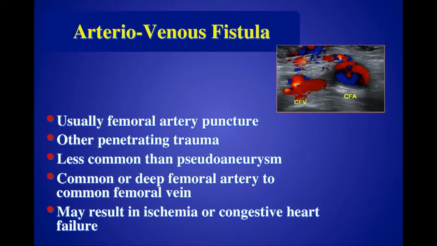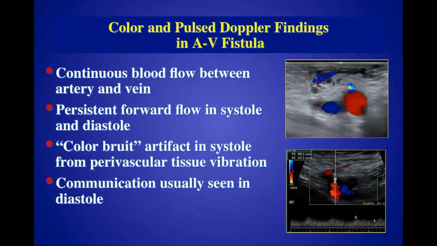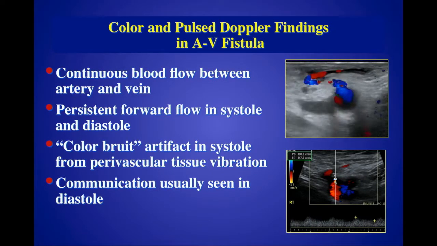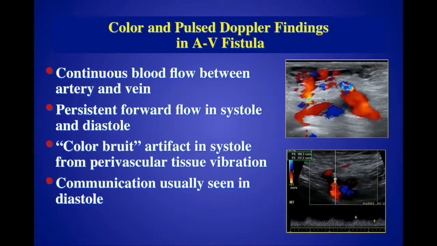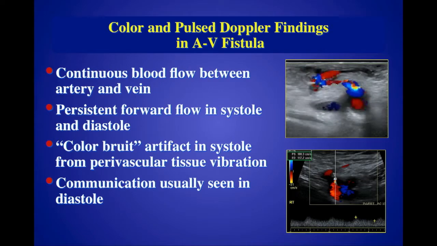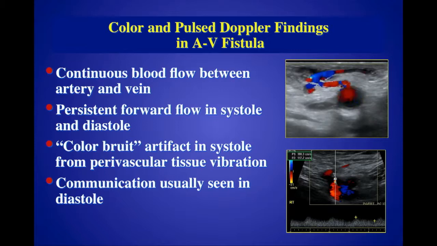Okay, let's talk a few moments about arteriovenous fistula, which again is another complication of femoral artery puncture, just a little less common. We typically see them between the common or deep femoral artery and the common femoral vein. And again, as I mentioned before, if they're really large, then you run the potential for congestive heart failure or local or distal ischemia. And we all know about fistulas, right? These are communications directly between the artery and the vein, and you're going to see continuous forward flow across a pressure gradient from the artery to the vein.